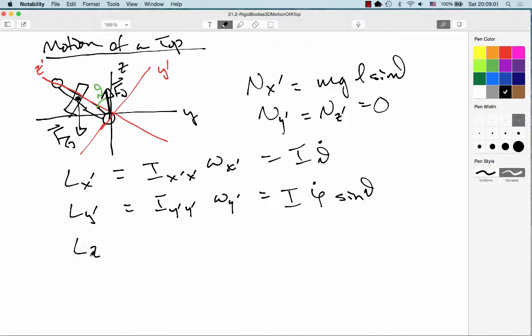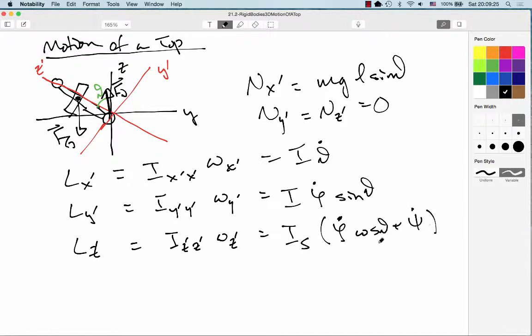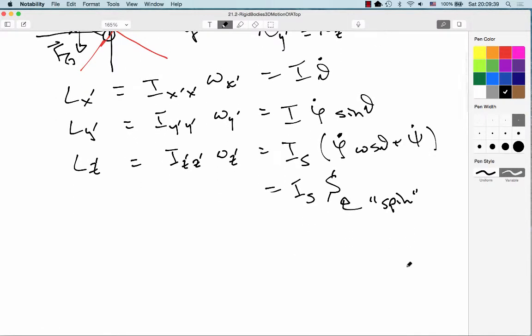And then finally, the z prime component, I_z' omega_z'. Okay, well this is different. Your book calls this I sub s for the moment of inertia about the spin axis. Good name as any. And our results from the Eulerian angles give me phi dot cos theta plus psi dot. And we're going to call that quantity in parentheses there the spin.